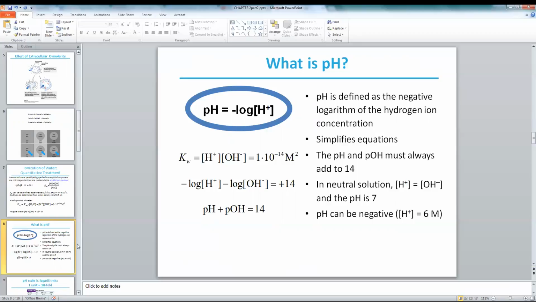Now it's really important that we clarify that while it's common when pH is taught that it is taught on a scale of 0 to 14, in reality, pH can be negative. In fact, there are some species that are significantly negative in terms of their pH.